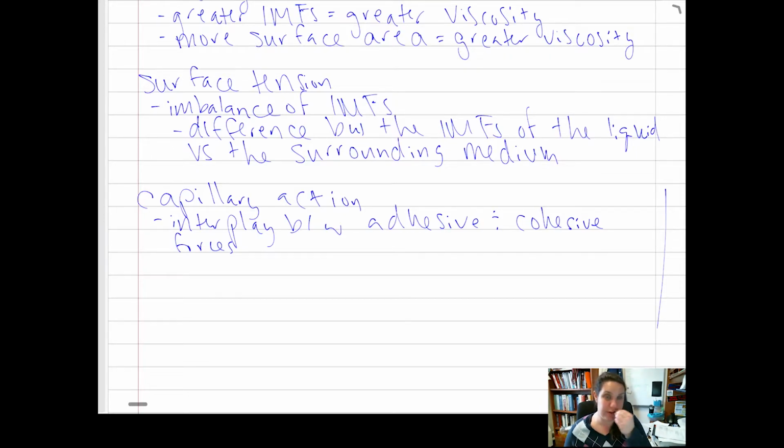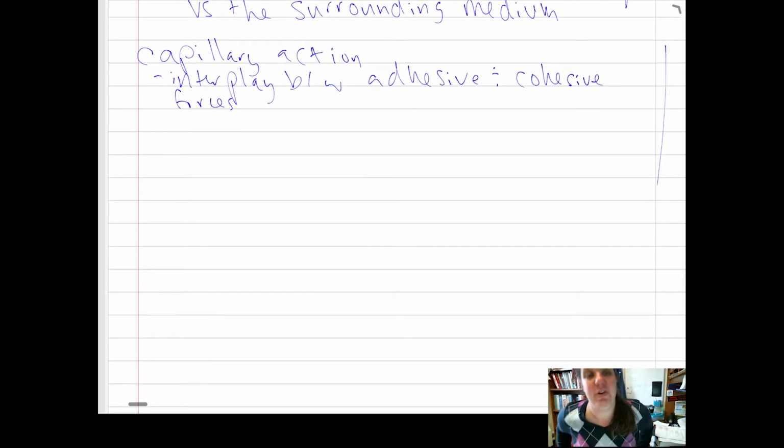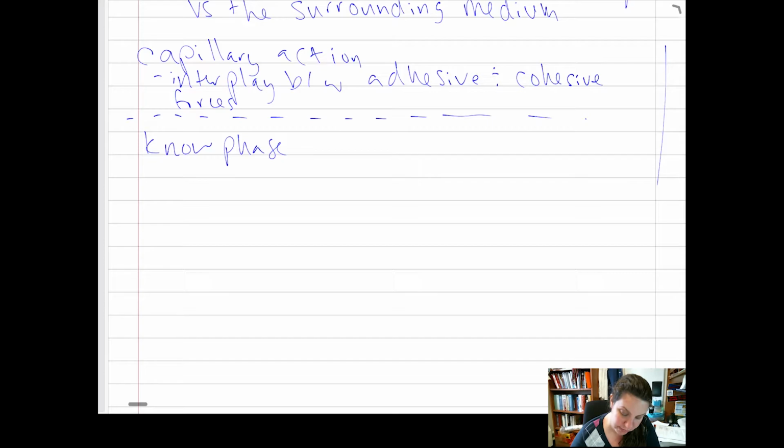We looked at the different changes of state in lecture number 2. So you need to know your phase changes, what they're called. You should know that going from a solid to a liquid is melting, going from a liquid to a gas is boiling, going from a gas to a liquid is condensation, going from a liquid to a solid is freezing, going from a solid to a gas is sublimation, going from a gas to a solid is deposition. Those are the terms that you should know.